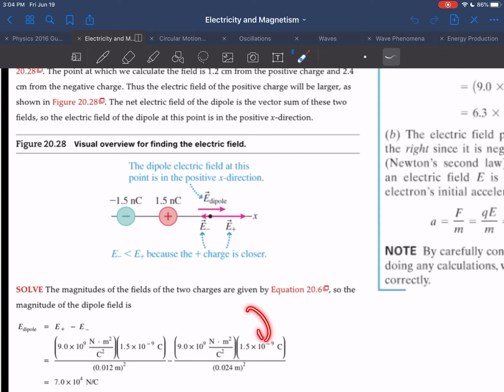Notice that that is the same value as the 1.5 nanocoulombs in the negative electric field component, although if you wanted to, you could have added the two fields and recognized that this was a negative charge. That is equivalent to simply subtracting the two fields. The other important thing to recognize is that the positive charge is 0.012 meters away, and the negative charge is 0.024 meters away. So you plug into the formula, and that gives you a magnitude of 7 times 10 to the 4 newtons per coulomb to the right.